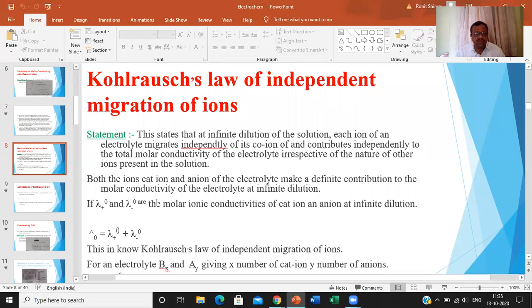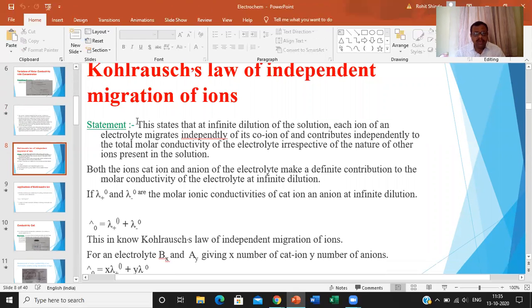The statement of this law is as follows: at infinite dilution of a solution, each ion of an electrolyte migrates independently of its co-ion and contributes independently to the total molar conductivity of the electrolyte, irrespective of the nature of the other ion present in the solution.